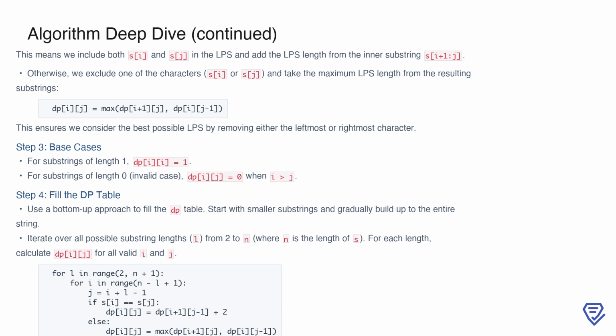Next, we define the base cases. For single-character substrings, dp[i][i] is set to 1, as they are trivially palindromes. For invalid cases, such as when i is greater than j, the value is set to 0. To compute the LPS for the entire string, we use a bottom-up approach, filling the dp table iteratively. We start with smaller substrings and gradually build up to longer ones. Specifically, we iterate over all possible substring lengths, then for each length, calculate dp[i][j] for all valid starting indices i and ending indices j within the string. The nested loops ensure we systematically compute all states.